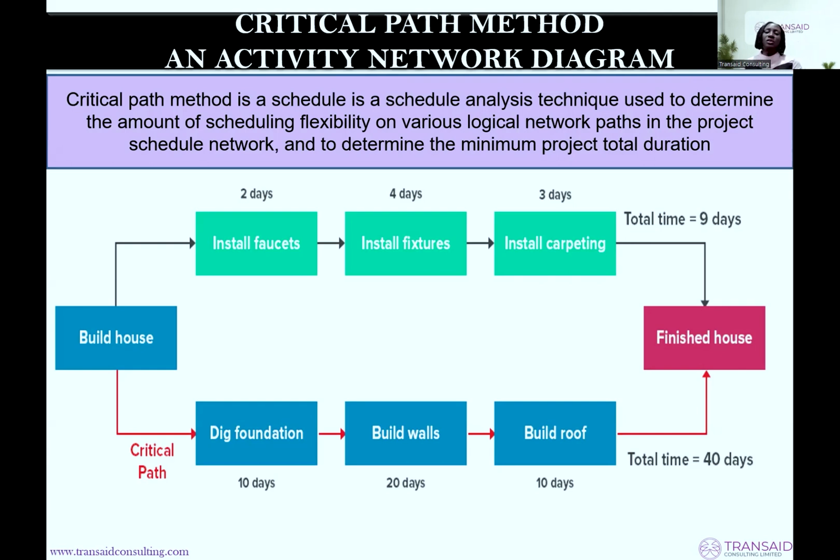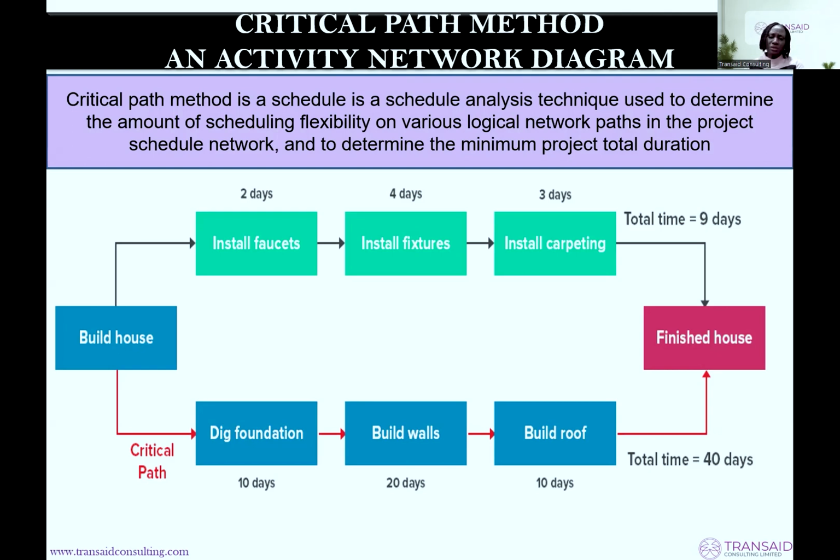So another method is called the critical path method. Critical path method is a schedule analysis technique. You use it to know the amount of scheduling flexibility on various logical network paths. So let's look at this now. To give you an idea of the shortest time your project is going to finish, you get it by the longest path in the diagram. So when you look at this project now, you see finish house, 40 days.